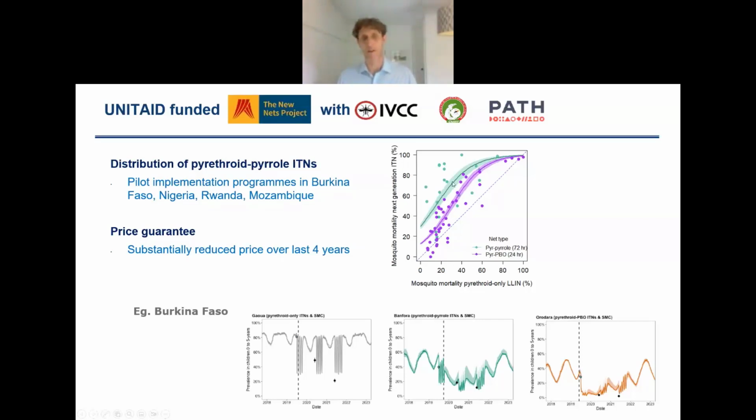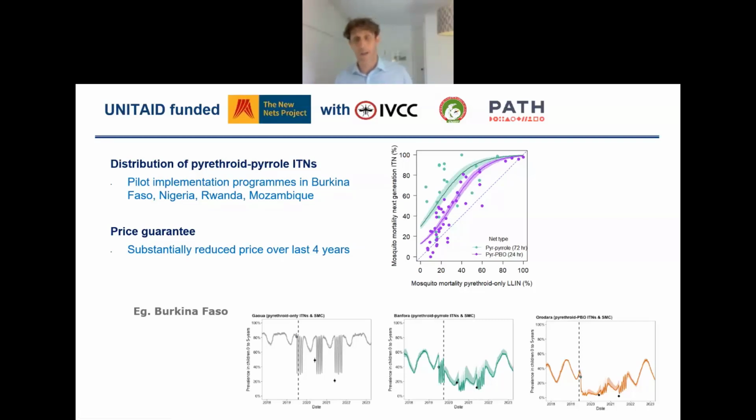That's either a pyrethroid PBO net, which is this one here, the purple one, or a pyrethroid pyrrole net, which is this green one here. And because the points are generally above the line, these nets are killing more mosquitoes than a pyrethroid only net, showing the importance of pyrethroid resistance, but also how these new nets can be used to kill mosquitoes better.